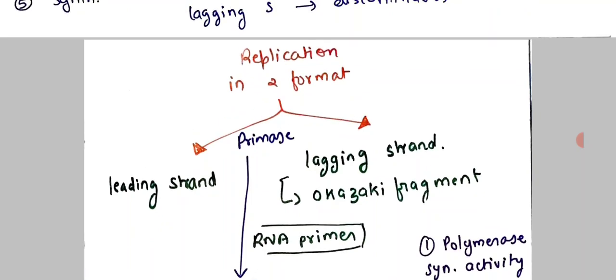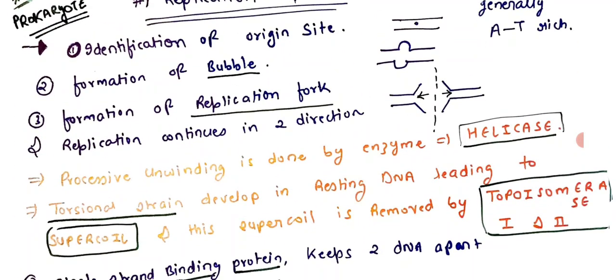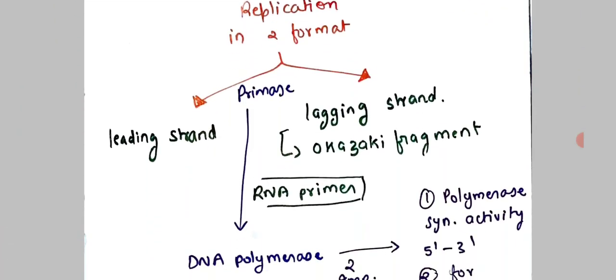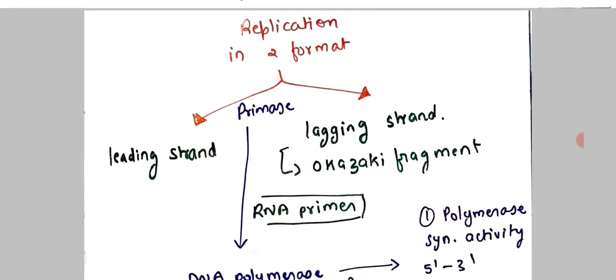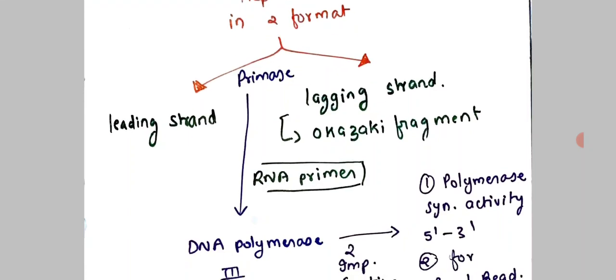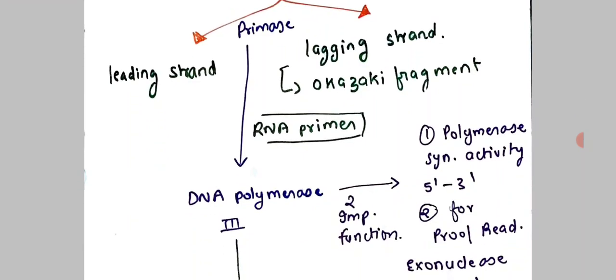Coming to the most important points, the first one is that progressive unwinding is done by the helicase. When the DNA is at rest, there is supercoiling because of the torsional strain, and this supercoiling is prevented by topoisomerase 1 and topoisomerase 2. That's it. Then talking next, replication in two forms: leading strand and lagging strand. Lagging strand is made of Okazaki fragments. Then the enzyme primase forms RNA primer.